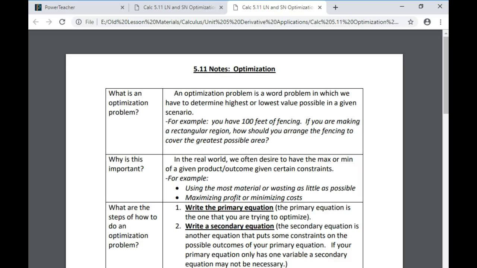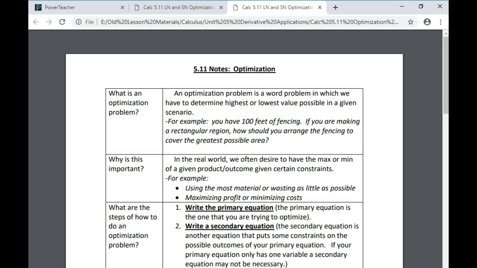All right, so today we're talking about these things called optimization problems. They're a special little class of word problems that you see in calculus. So that's our topic. We're only going to spend one day on it. Really, the calculus behind these is very simple. The problem is the pre-calculus.